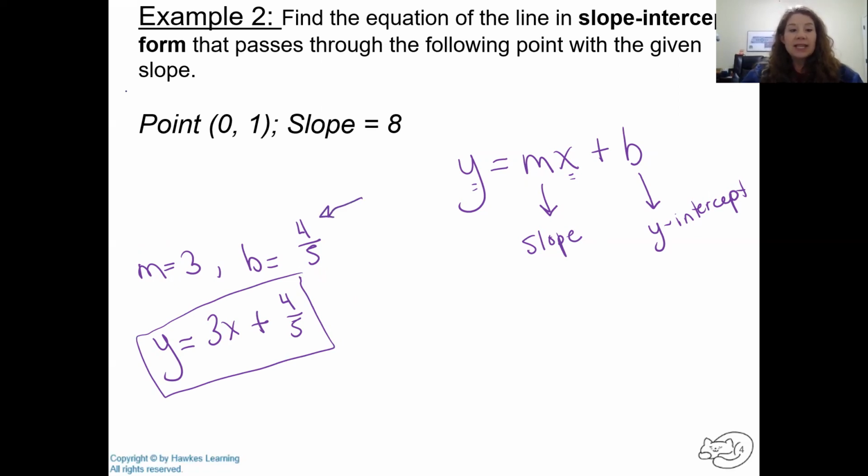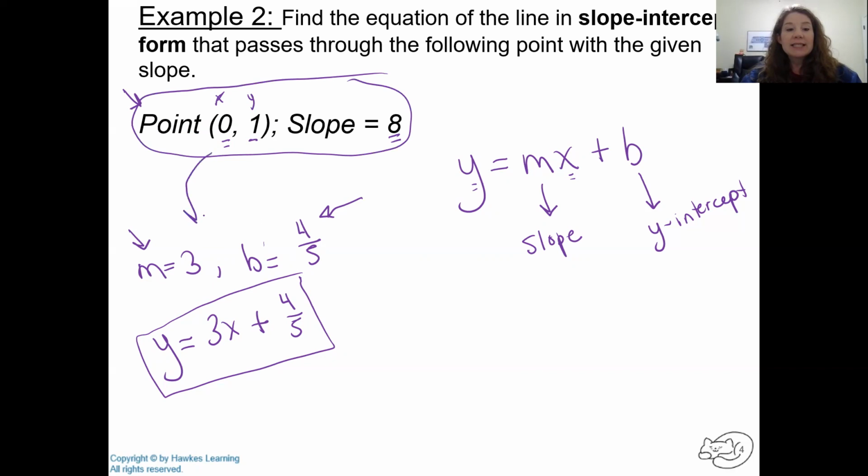Now, even though this is written differently than this one, it tells us the same information. It tells us the slope is 8. And remember what the y-intercept is? It's the y value when x is equal to 0. So even though this doesn't say b is 1, or say in words the y-intercept is 1, this is the same amount of information we're given if it's written in this form.